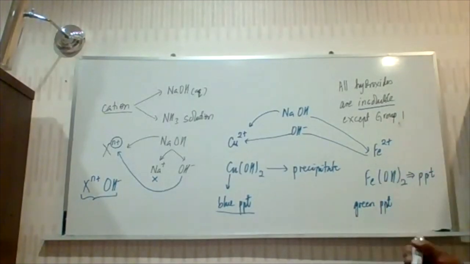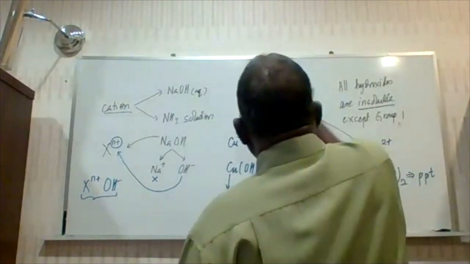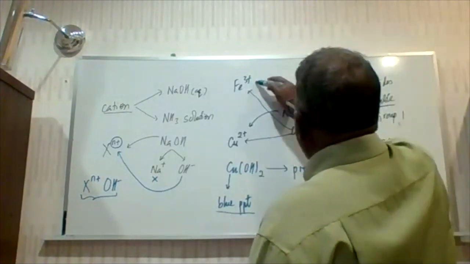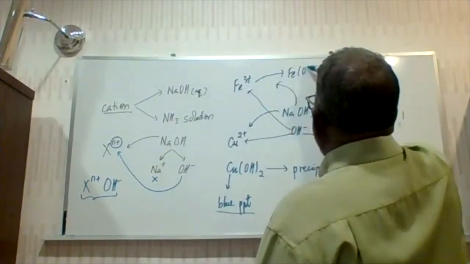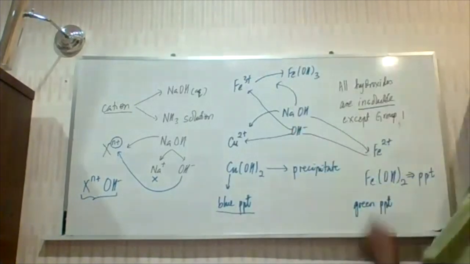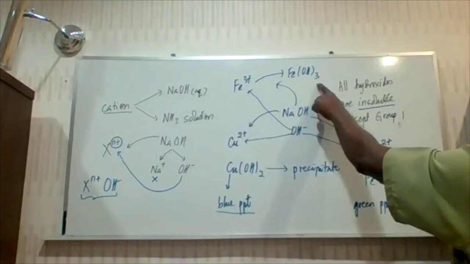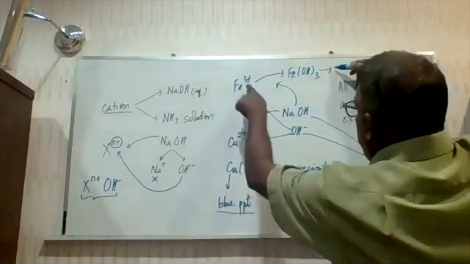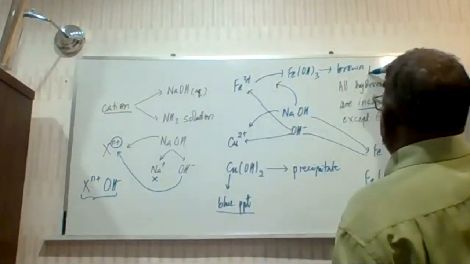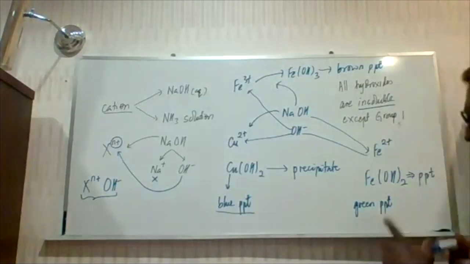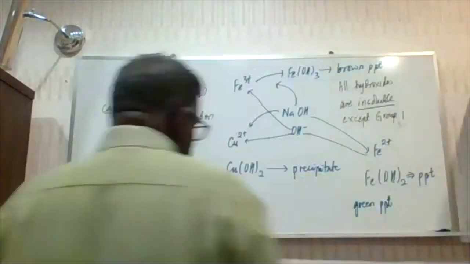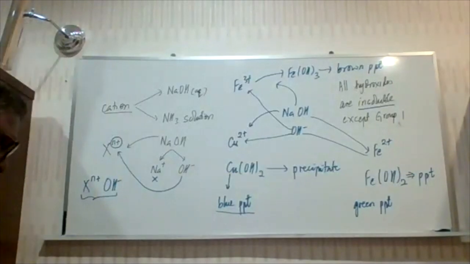Now, in the same tune, if I were to add sodium hydroxide to Fe3 plus, again the OH minus will react and I will get Fe(OH)3. This is again an insoluble hydroxide. Again, you will get a precipitate, and Fe3 plus will give you a brown precipitate. So if you get a brown precipitate, it shows the cation is Fe3 plus. In your SPM, these are the 3 colored precipitates when sodium hydroxide is added.